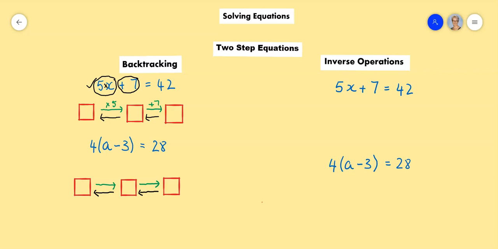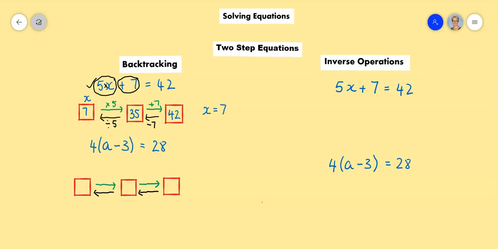That means when we are backtracking and using our inverse operations, we are going to minus 7 and then divide by 5. Remember, our input number x goes into the first box and our answer 42 goes into the final box. Now, let's backtrack. 42 minus 7 gives me 35. 35 divided by 5 gives me 7. So x is equal to 7.